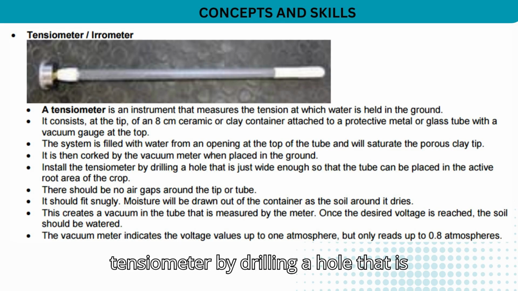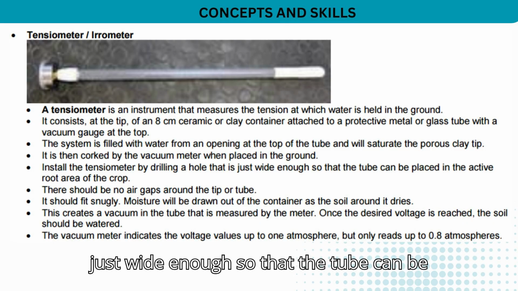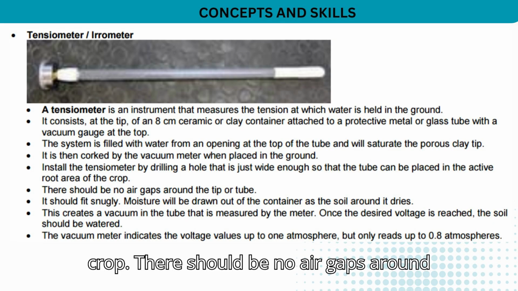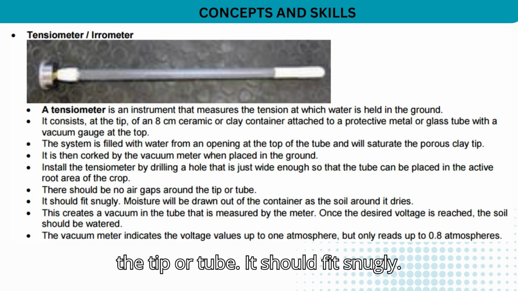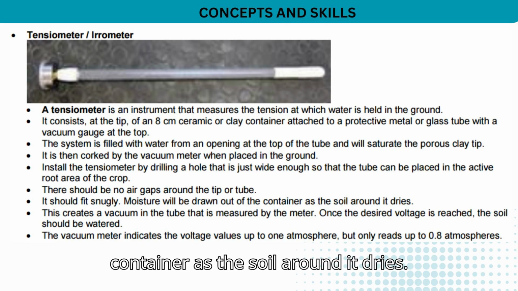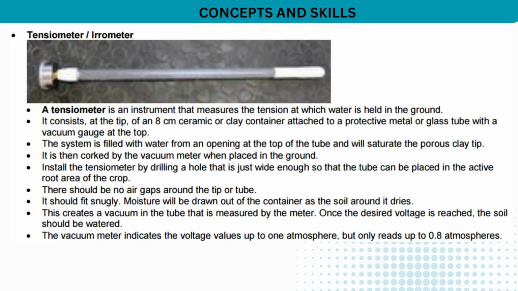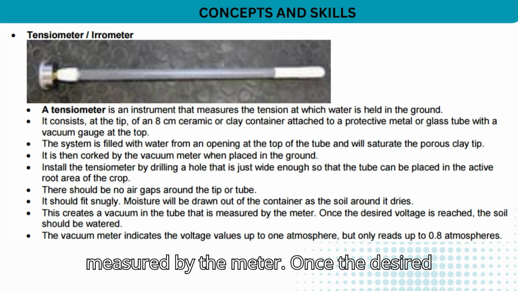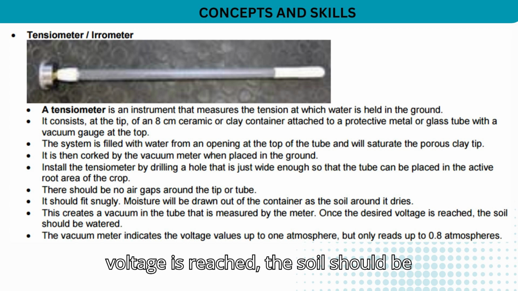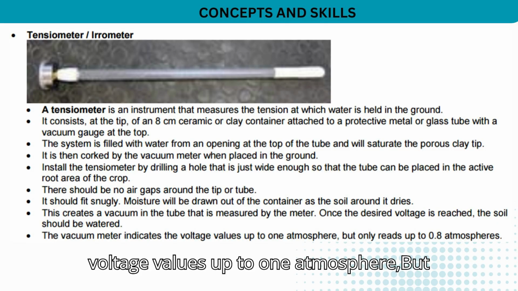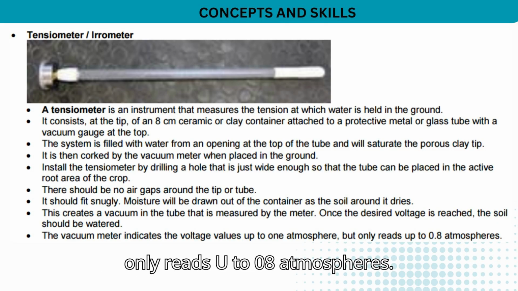Install the tensiometer by drilling a hole that is just wide enough so that the tube can be placed in the active root area of the crop. There should be no air gaps around the tip or tube. It should fit snugly. Moisture will be drawn out of the container as the soil around it dries. This creates a vacuum in the tube that is measured by the meter. Once the desired tension is reached, the soil should be watered. The vacuum meter indicates tension values up to 1 atmosphere, but only reads up to 0.8 atmospheres.